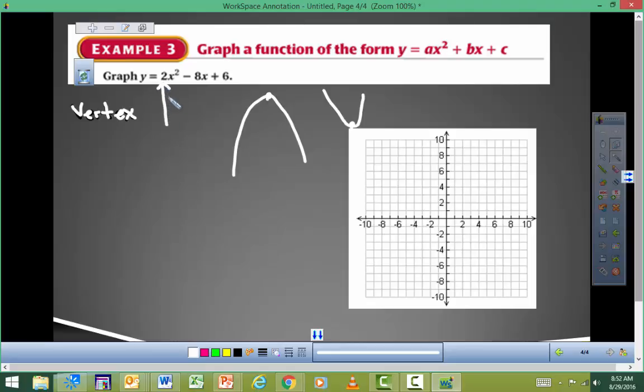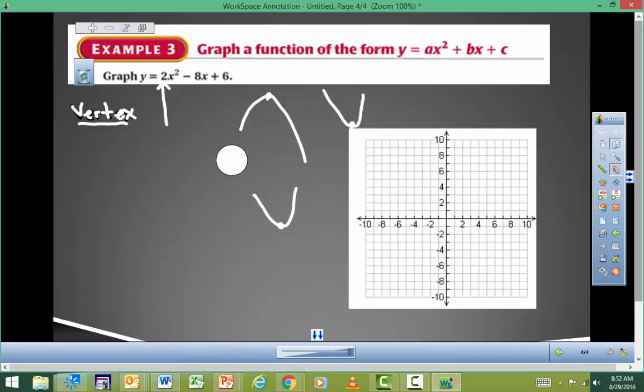That number there is positive or negative? It's positive. So this parabola does open upward. Okay, so that means it has a minimum. Well, this vertex then is going to be the minimum point. Okay, so how do I find that out?